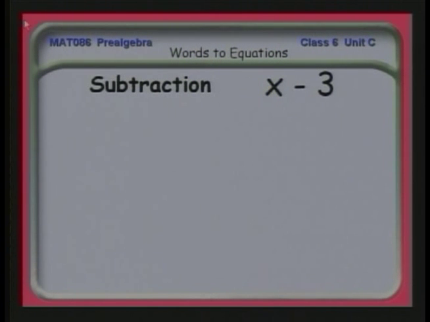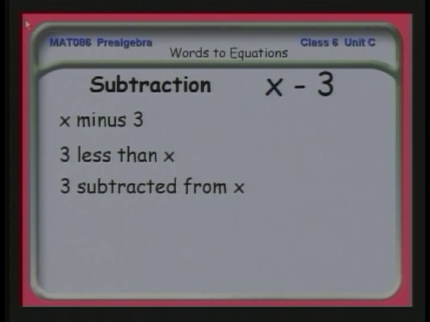What about subtraction? X minus 3, which is the most direct way to translate subtraction. 3 less than x. Again, 3 less than x means take 3 away from x. 3 subtracted from x, x minus 3. X decreased by 3, as opposed to when you had x plus 3, it was x increased by 3. X decreased means you're taking stuff away, therefore you're subtracting.